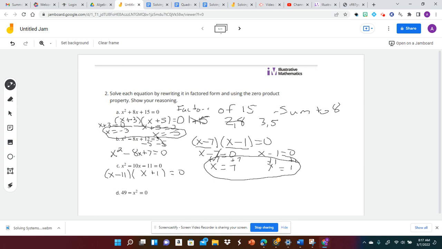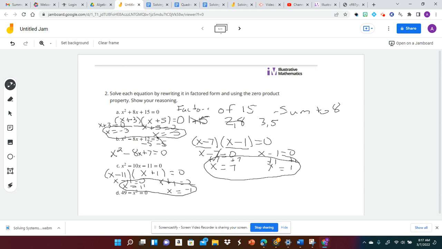So now you set these two factors equal to 0 and solve. So x minus 11 equals 0. So I'm going to add 11 to both sides. I don't really have space, so I'm just going to write x equals 11. And then here I set x plus 1 equal to 0. And then I subtract 1 from both sides, and you get x equals negative 1. So there are my answers. I have 2 of them.